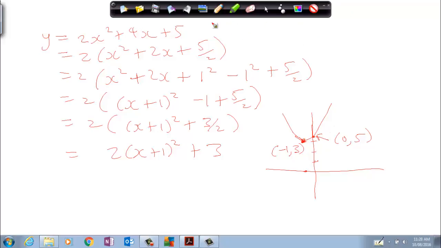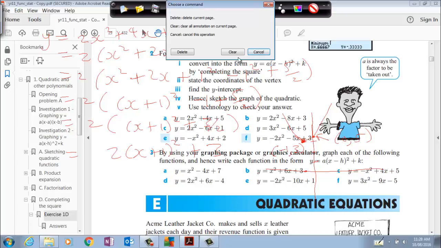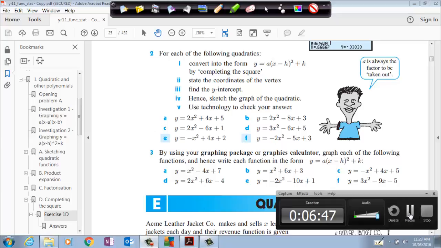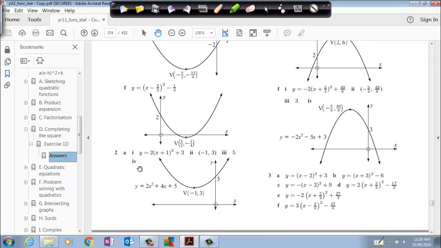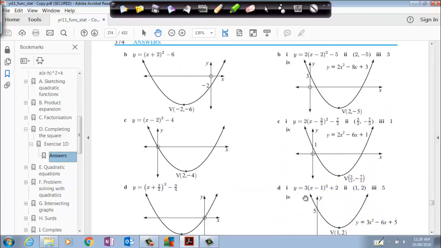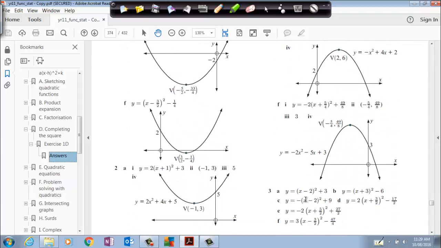Okay, so now you can have a go with the remaining of 2. And you don't need to do all of them. They've got highlighted E and F, probably because there's a negative, so you just take the negative outside, and you'd take a negative 2 outside. Okay, pause it and try those. And here's the answers to 2. So you've got first one, minus 1, 3 vertex, and then you've got B, C, D, E, and F.